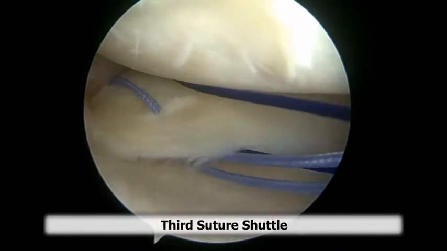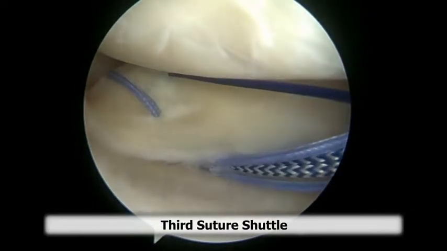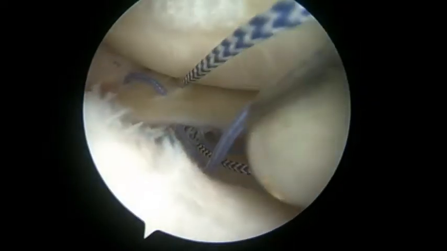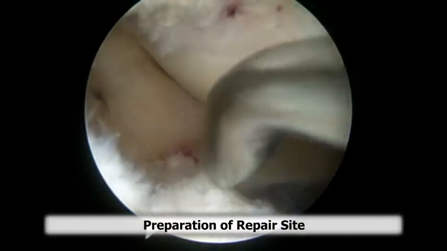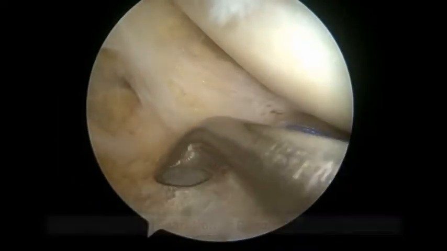A simple stitch will be placed medial to the horizontal mattress in similar fashion using a PDS to shuttle. Next, we use a curette to prepare the repair site and debride any soft tissue.